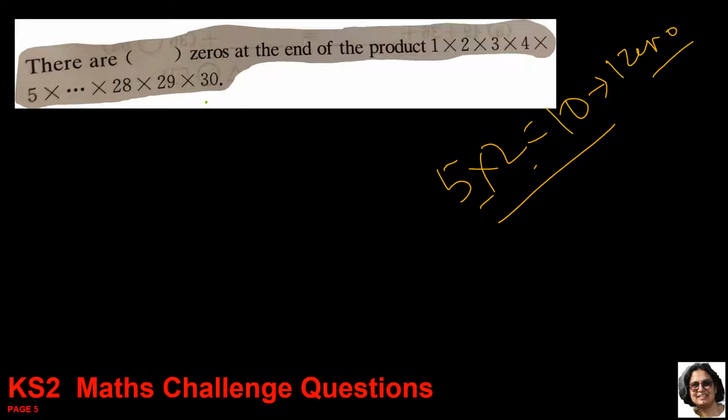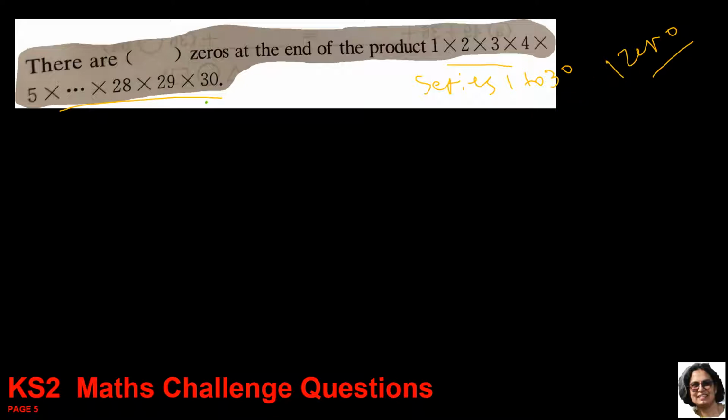Now this is a series. Note that this is a series of numbers 1 to 30 with no breaks. I don't think they're expecting us to really multiply each number, 1 times 2 times 3 times 4 and so on, and then find out how many zeros there are. There is a kind of trick way to do it.